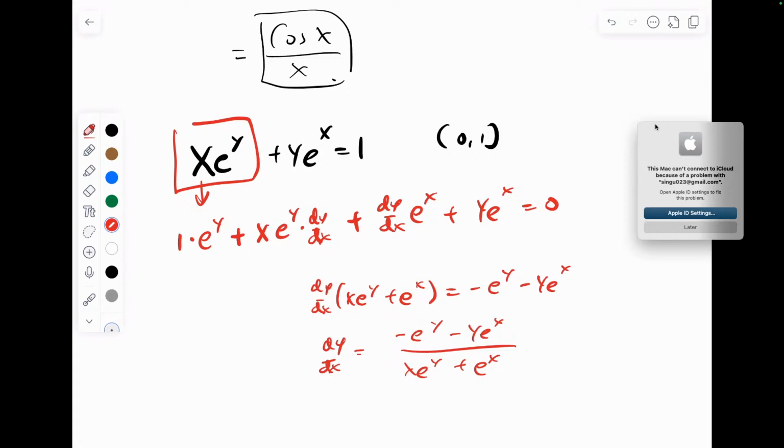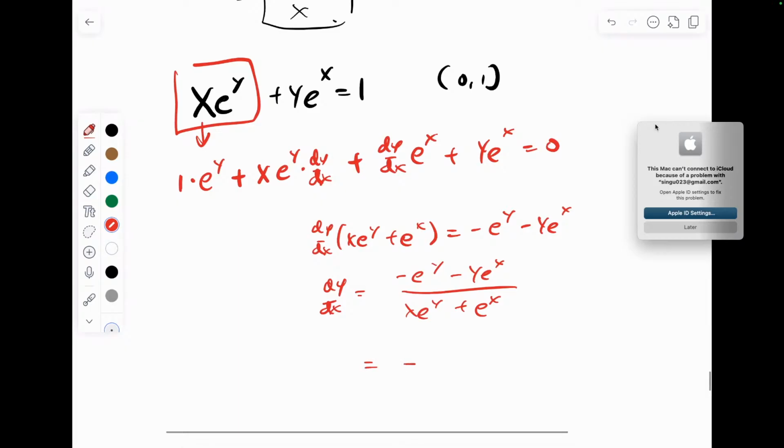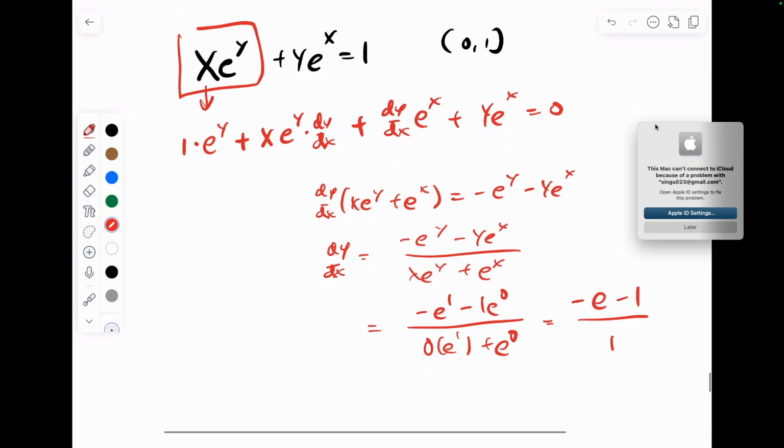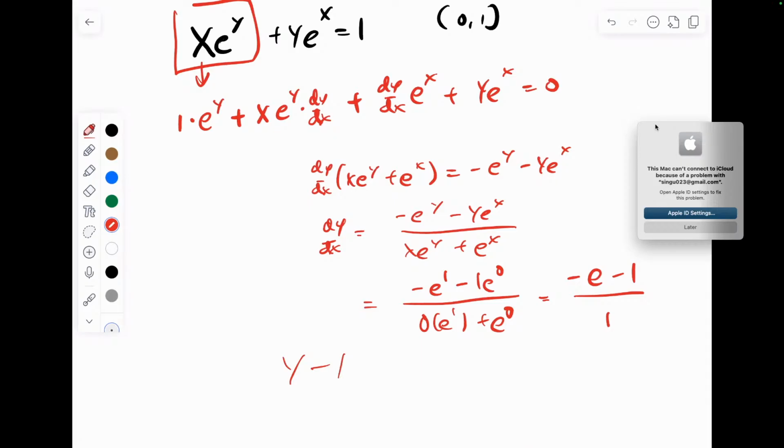Now I have to plug in 0 and 1 there. So I'm going to plug in 0 for x, and you'll realize the bottom is 0 times e to the 1. That's going to go to 0 plus e to the 0, which is 1. Negative e to the 1 minus 1 times e to the 0. So in this case, e to the 0 is 1, and 0 times e is 0. This one's a negative e minus 1. So it'll be y minus 1 equal to negative e minus 1 times x. And that's the equation of the tangent line.